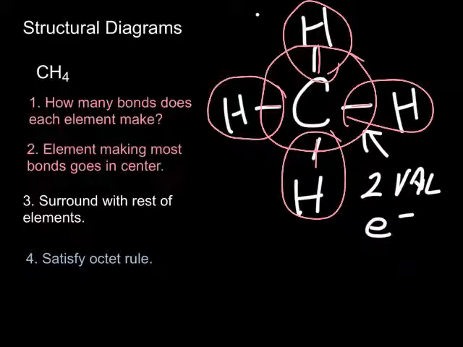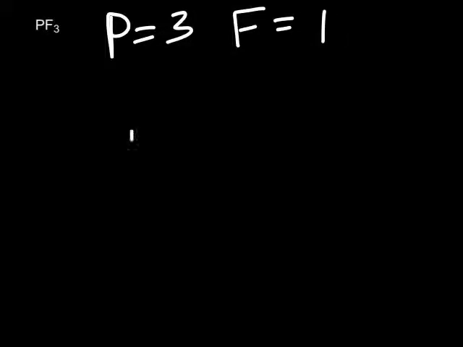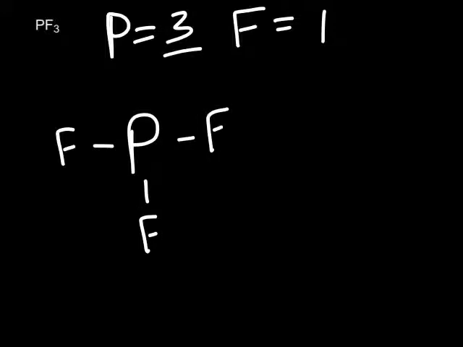Okay, let's look at another example. Okay, here we have phosphorus trifluoride, or PF3. From the trends on the periodic table, we know that phosphorus makes 3 bonds and fluorine makes 1 bond. So I put phosphorus in the center. It makes 3 bonds, and I surround it with fluorines, who each make 1 bond. So I've got that done.